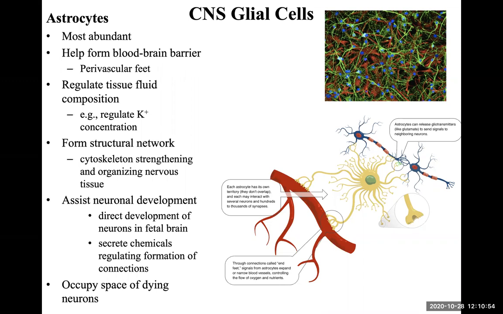Astrocytes also play a really important role during neuronal development, embryologically speaking. They play a really important role in helping to essentially tell the neurons where to go during development, if you will. The chemicals that they secrete play a really important role in stimulating one neuron to form synapses with another.